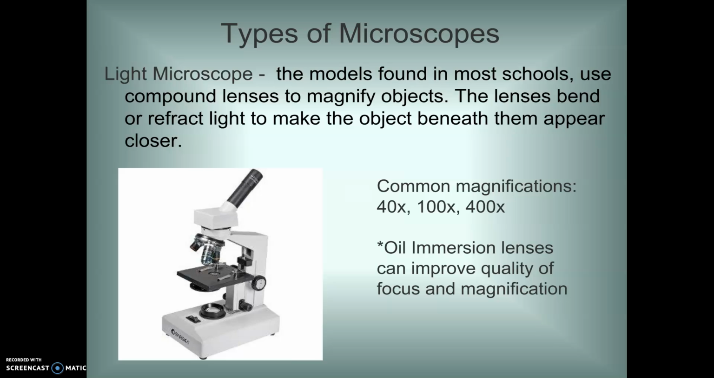So the light microscope, or the compound light microscope, is what most high schools have, and it does a great job of magnifying specimens that we would generally look at in a classroom. Ours can magnify 40 times, 100 times, or 400 times, but they can't magnify as much as what are called electron microscopes, which we'll talk about in a few minutes.